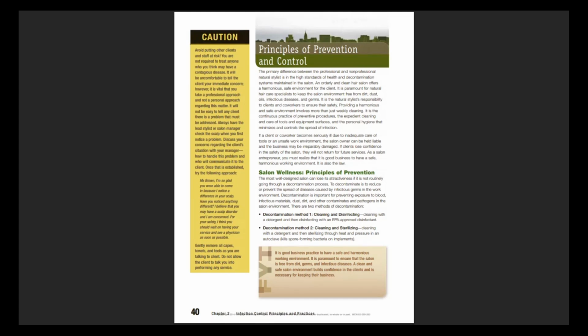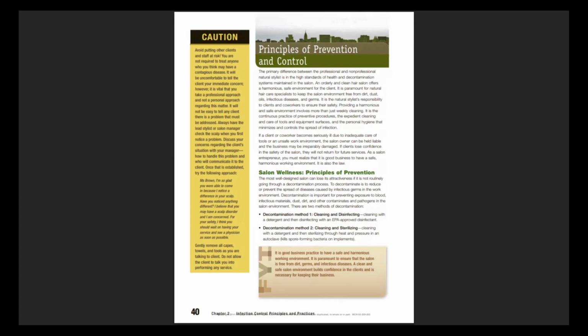Providing a harmonious and safe environment involves more than just weekly cleaning. It is the continuous practice of preventive procedures, expedient cleaning, and care of tools and equipment surfaces and the personal hygiene that minimizes and controls the spread of infection.